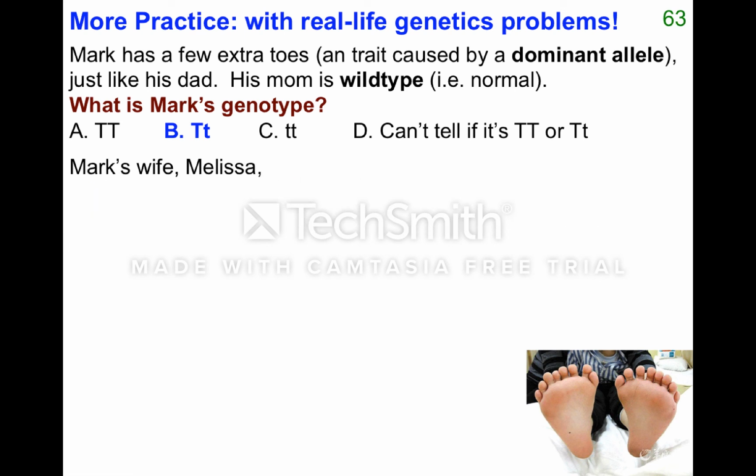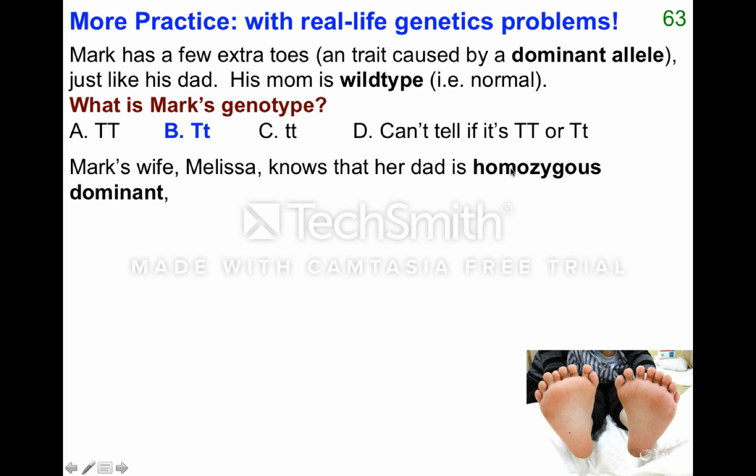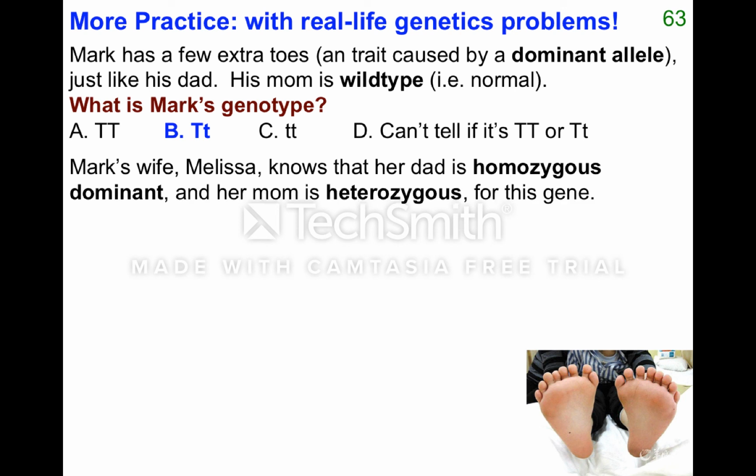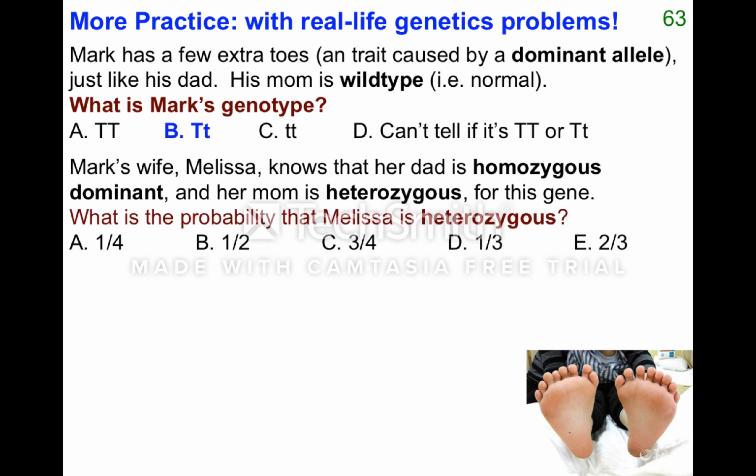Now, let's look at the next generation. So Mark is married to Melissa, and we're going to talk a bit about Melissa's parentage to find out what she might be carrying. Okay, so Melissa knows that her dad is homozygous dominant, right? And her mom is heterozygous, okay, for this particular gene. So what's the probability that Melissa is heterozygous? Okay, so kind of testing your terminology here. So think about your answer, pause now.